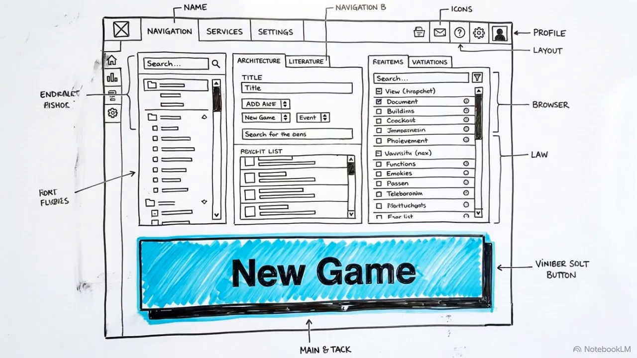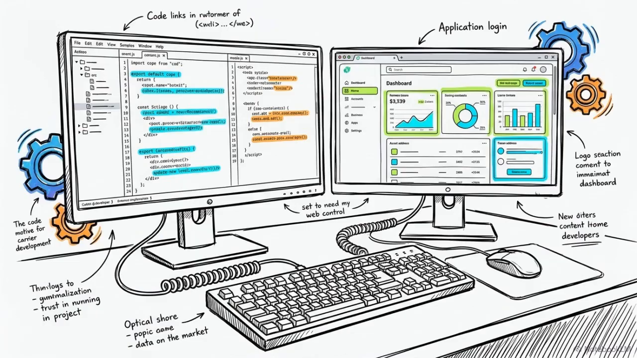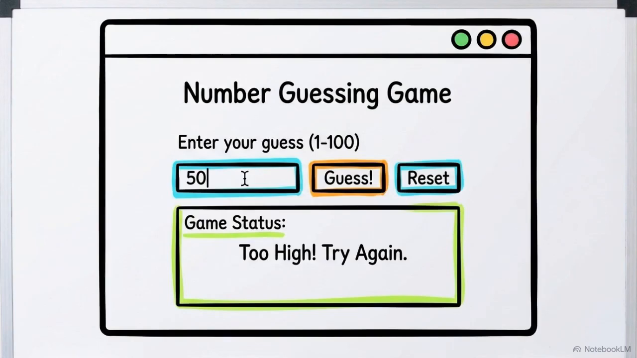Now that you have this foundation, try adding a New Game button. You'll need to reset the counter, generate a new target number, and clear the existing text fields. Organizing your interface, controlling variable scope, and validating raw input all allow you to build software that handles real-world usage. These are the core mechanics that keep an application functional and stable.